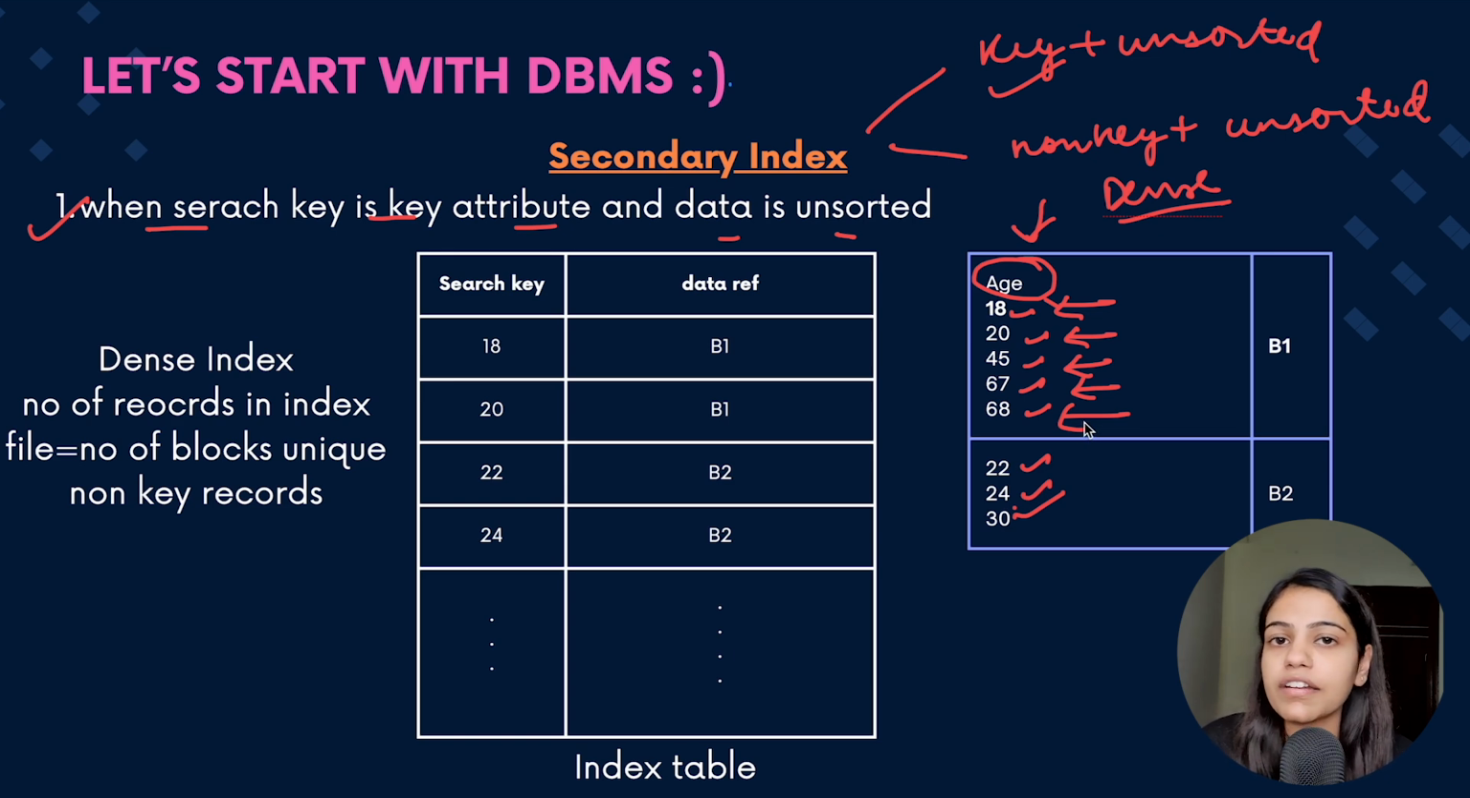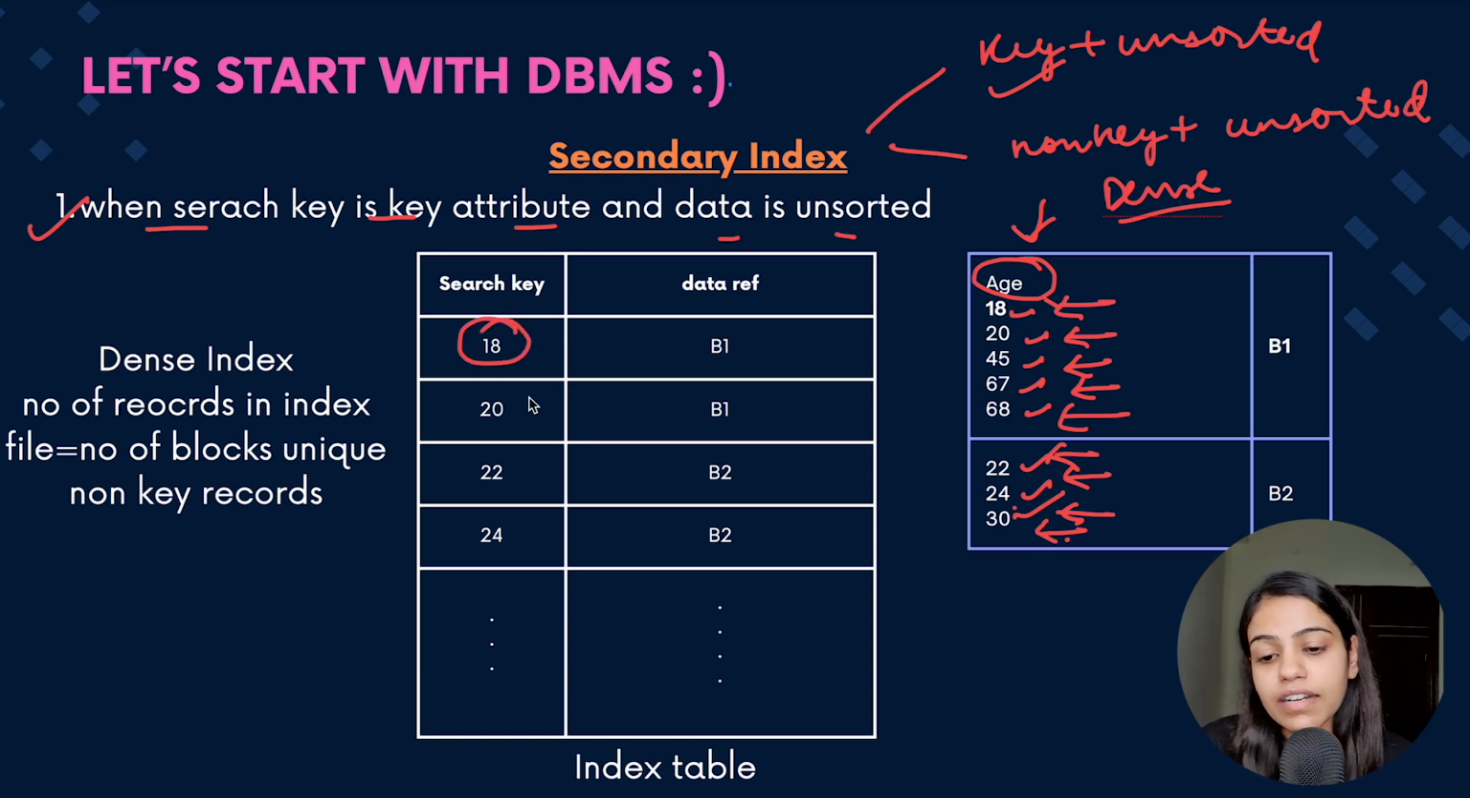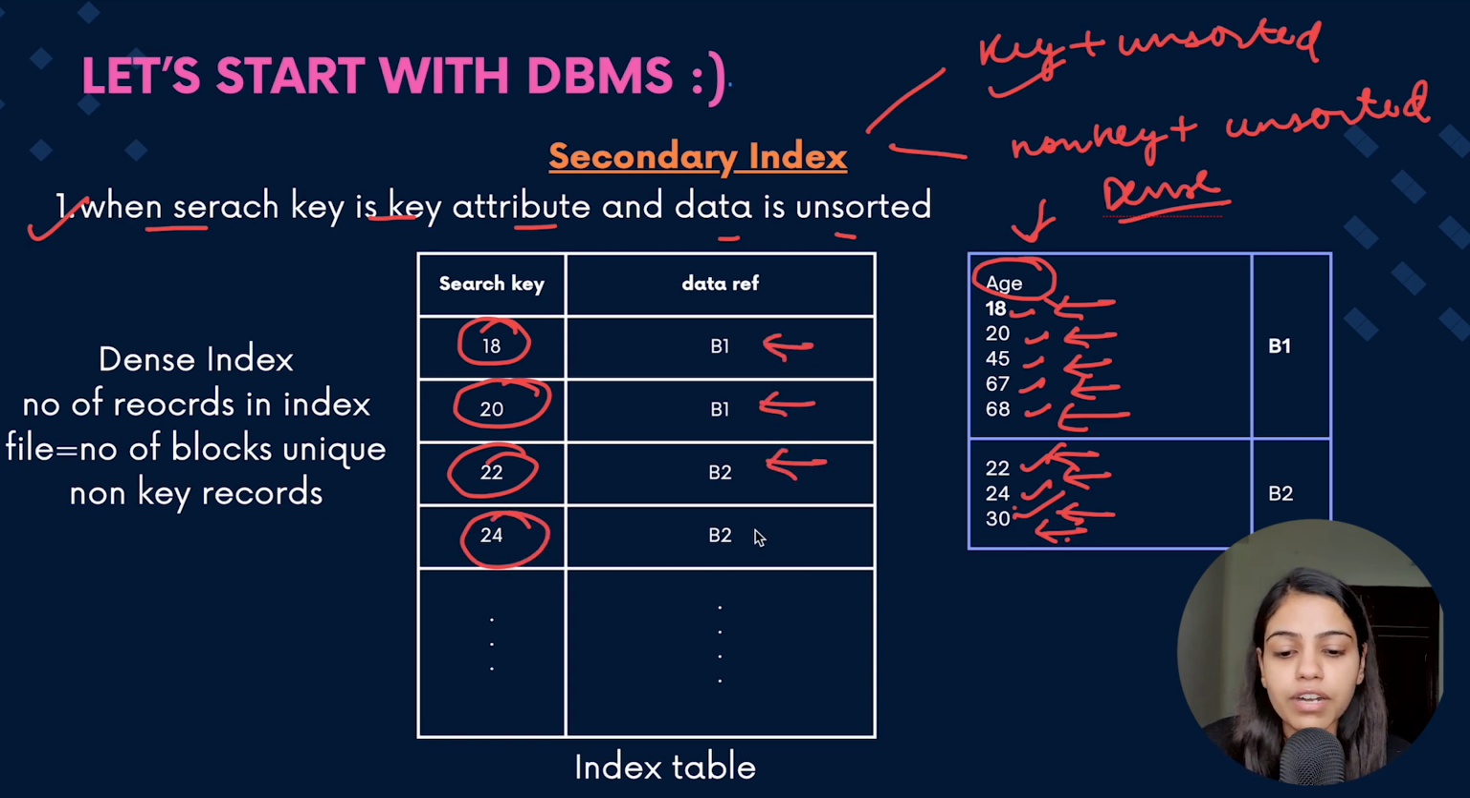There shouldn't be duplicate entries present in our index table. There should be only unique entries. So we'll go ahead and provide these particular entries in our index table. But the best thing about the index table is that it is always sorted. So it will enter the data in a sorted manner. The search key will be present in a sorted manner, and then there will be a data reference or the block pointers to that particular search key.